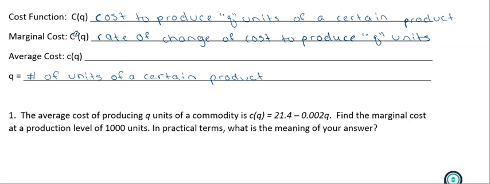This is where it gets a little bit tricky. The average cost is lowercase c. The cost function is capital C. So we have to be careful to differentiate between the two. So lowercase c of Q is equal to big C of Q divided by Q: the cost divided by the quantity.